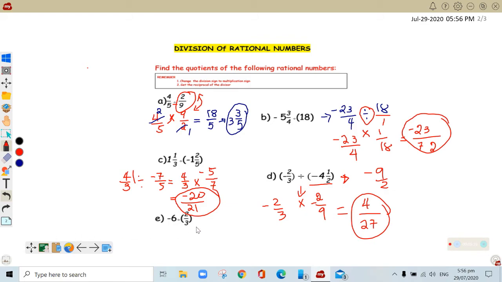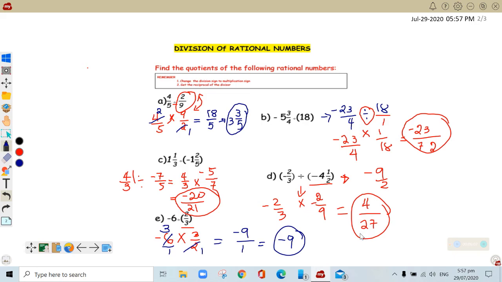And lastly, negative 6 divided by 2/3. So negative 6, that will be negative 6. Change the division sign to multiplication sign and get the reciprocal of this fraction. So that will be 3/2. Now, as I said a while ago, if it's a whole number, the denominator is always 1. So we can do cancellation here. So divide this by 2, so that's 1, and this by 2, that becomes 3. So negative 3 times positive 3, that will be negative 9/1. Or since the denominator is 1, the final answer for this one is negative 9.